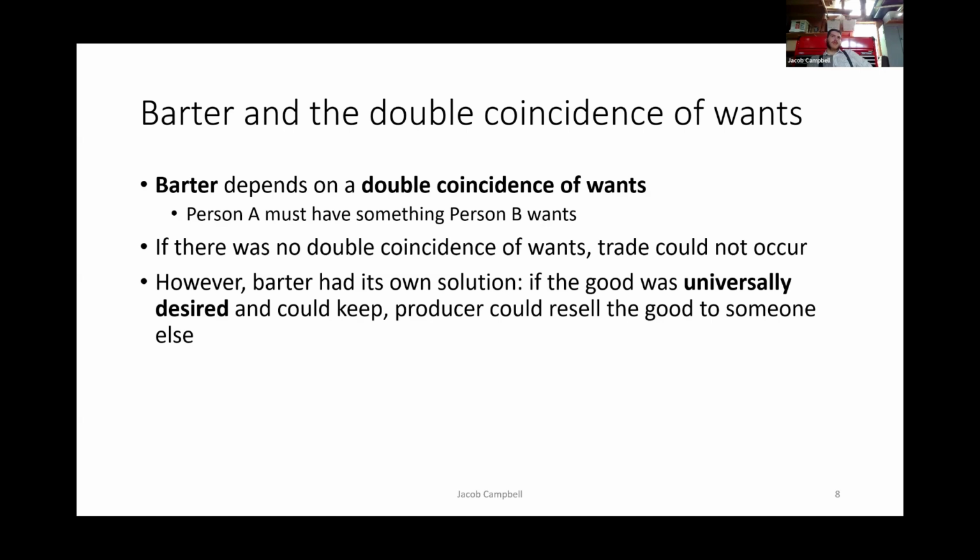But barter contains within it its own solution. What if there was a good that was universally desired and could keep? What if you had something that everybody wanted? Well, in that case, the producer could resell the good to someone else whenever they need. And that means that this one product could serve as a stand-in for all the products they actually want. You don't have to desire the payment that someone else offers you, as long as you are confident that you can sell that payment to somebody else.